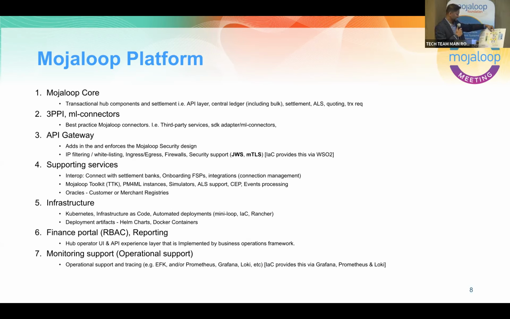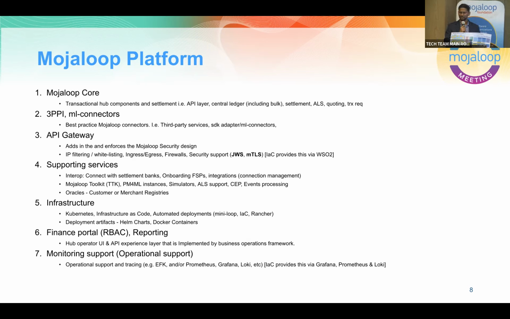But if you see the central picture, this is the Mojaloop hub. There were three terms we discussed before: the hub, platform, and the scheme. On the hub side of things, you can see several connections. The third and fourth points are about interoperability, connecting with settlement banks, onboarding of FSPs, integrations with them, connection management for security, all those things.